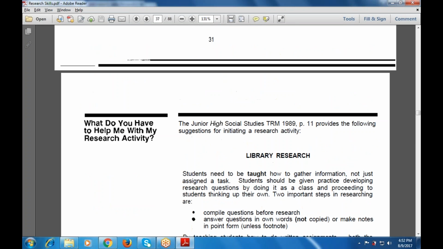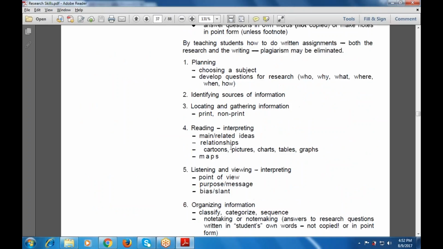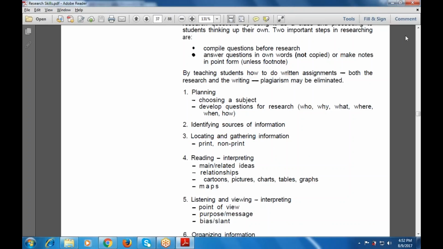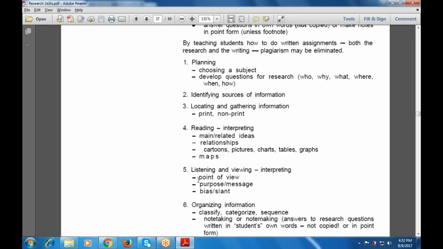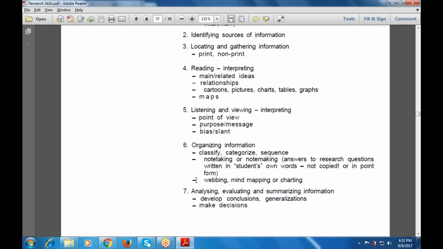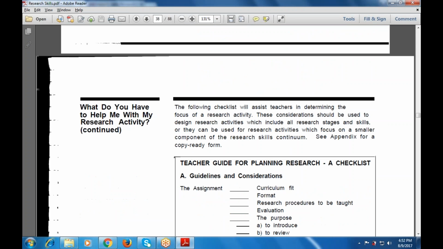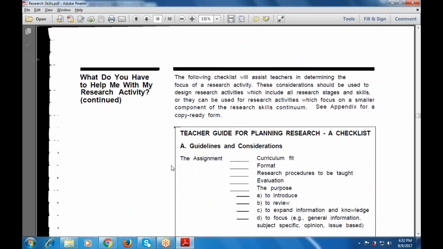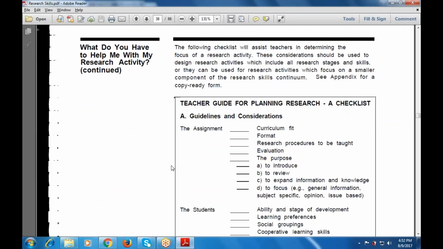Now the next part is how to compile the library research, how we can plan by choosing the product, how we can gather the information, how we can locate and organize that information. That may be a guideline, a checklist, a curriculum fit, an assignment, a format, an evaluation. The assignment includes the curriculum, format, research procedures to be taught, and evaluation criteria.